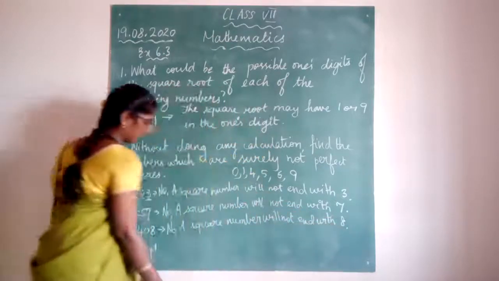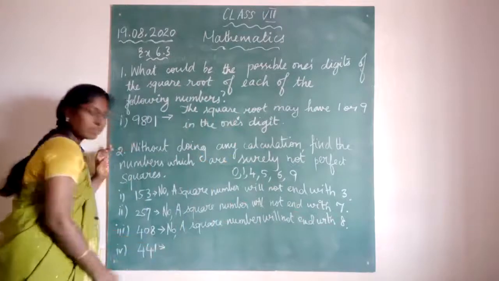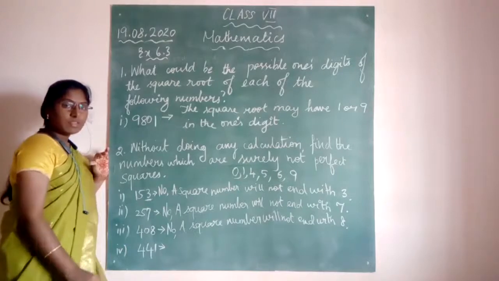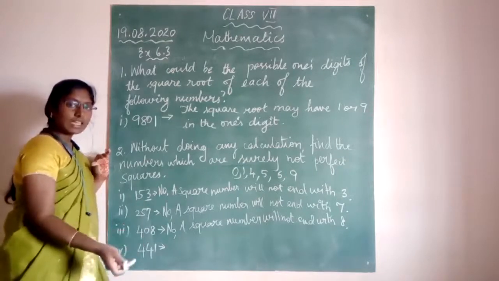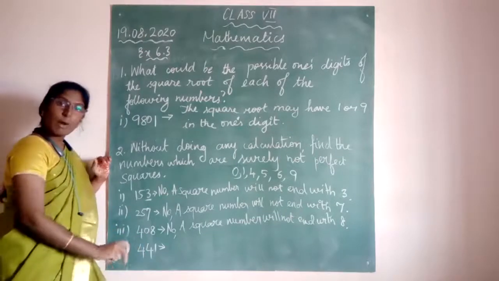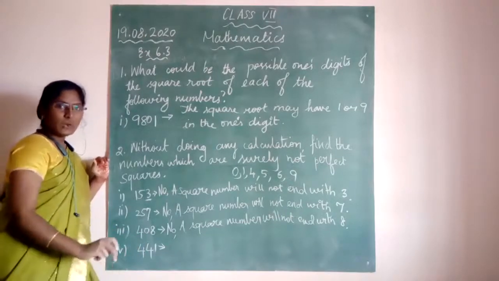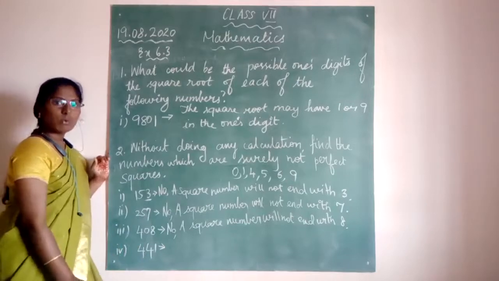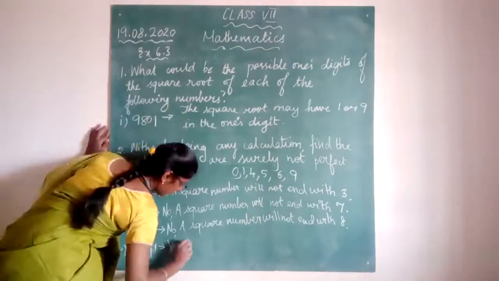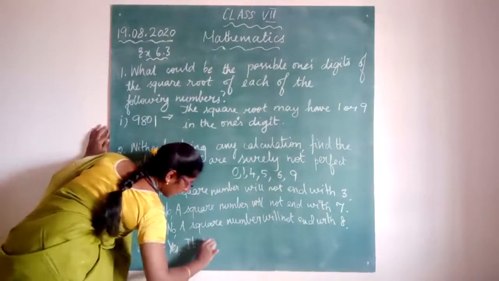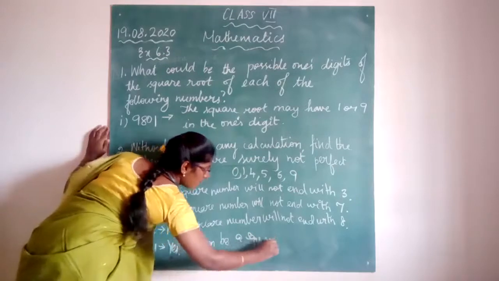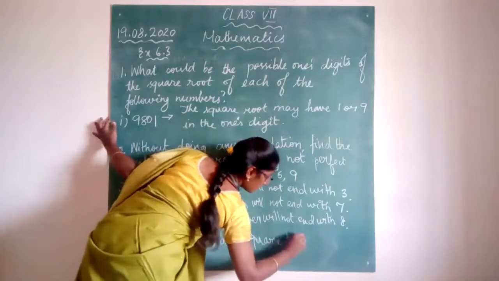Okay, next this number is ending with 1, 441. So we may have 1 or 9 in the square root of this number. So this is possible. Any square number can end with 1. So you can write yes, it can be a square number.